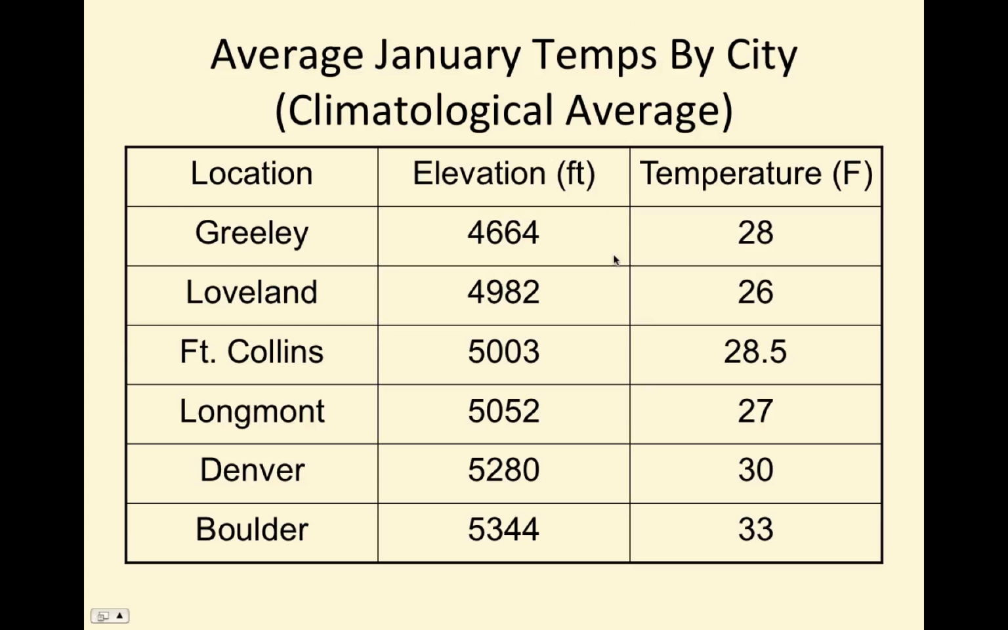So we can see this effect looking at these average January temperatures by city, the climatological average, and we're increasing in elevation as we go down the chart here, and the temperature is also increasing. That's not the way typically we think of elevation changing temperature. Usually we think of elevation as you go up, it gets colder. In this scenario, as you go up, it gets warmer.